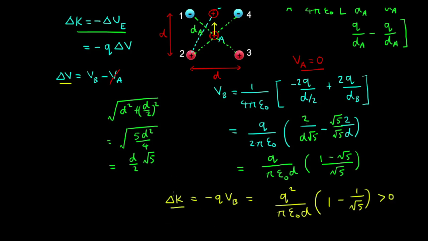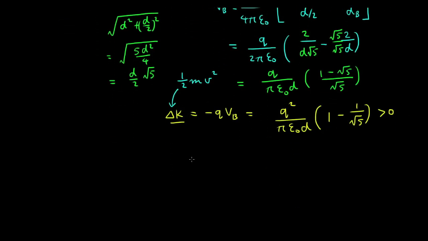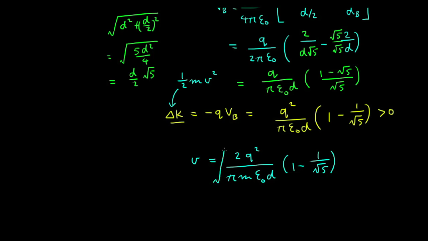And given we're asked to find the speed of the charge, you can substitute 1/2 times the mass of the charge times the speed squared, assuming the charge started from rest. So finally the speed is equal to 2Q squared on pi m epsilon naught D multiplied by 1 minus 1 on root 5, and we take the square root.